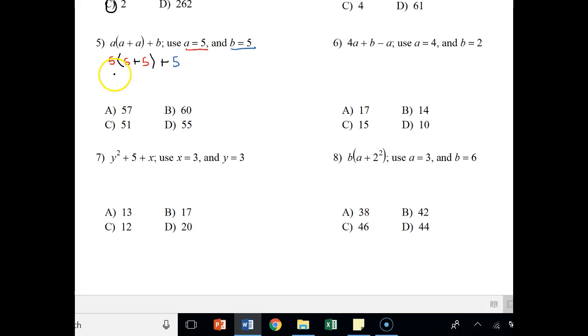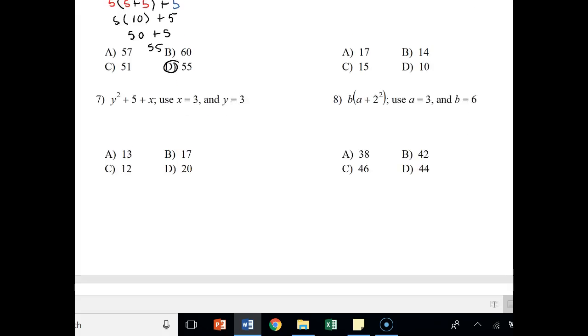So this tells us we have 5 parentheses, 5 plus 5 is 10, close the parentheses, plus 5. Now we have to do multiplication because a number next to a parentheses means multiplication. So 5 times 10 is 50 plus 5, and then 50 plus 5 is obviously just 55. So D is your answer. I'd pause right now and try and do number 6.